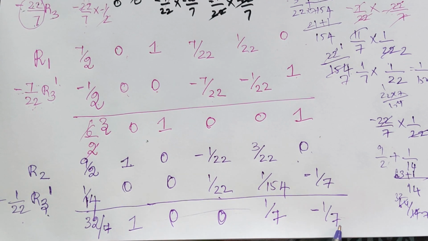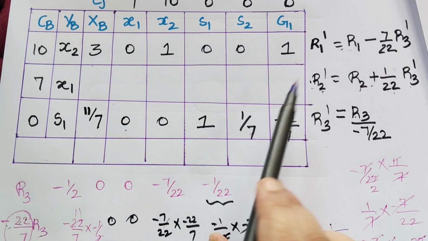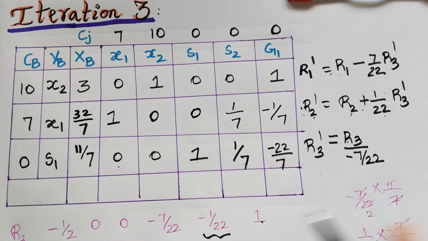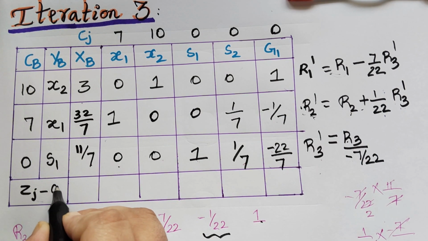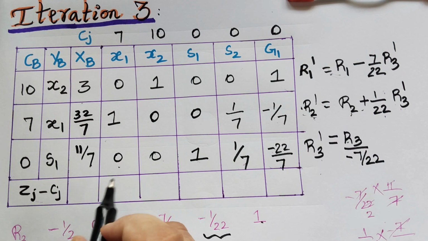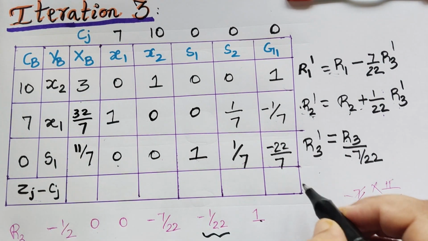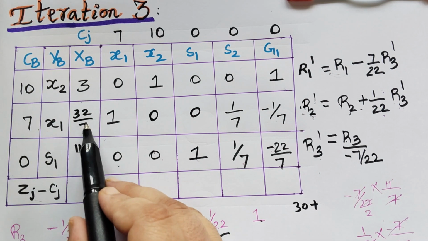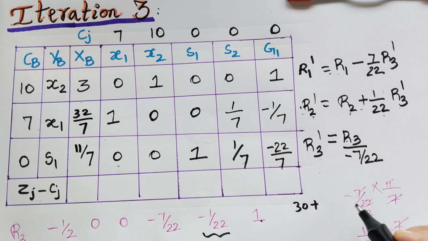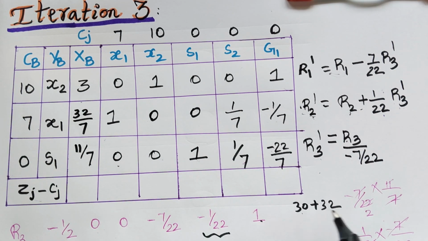Okay, we will take and write these values over here. So next we have to find Zj minus Cj as usual. So Zj minus Cj, what will be that? 10 multiplied with 3, which is 30, plus 7 multiplied with 32 by 7. 7 gets cancelled, 32, and this is 0. So 30 plus 32, which will be 62.